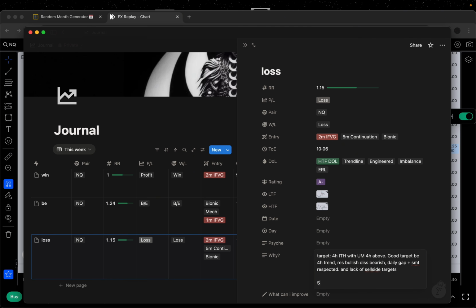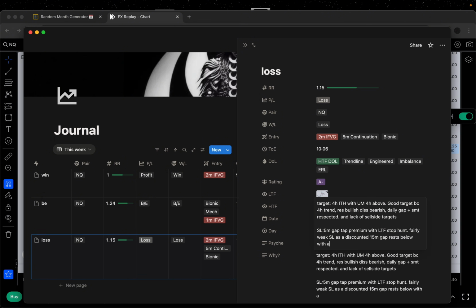Now my stop loss: 5-minute gap tap premium with low time frame stop hunt, fairly weak SL, as a discounted 15-minute gap rests below with an old consolidation.